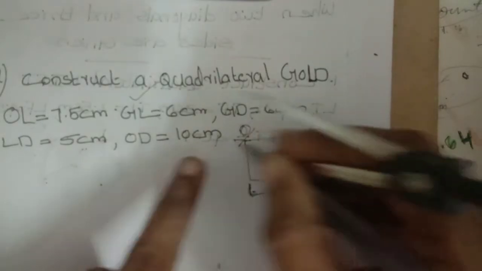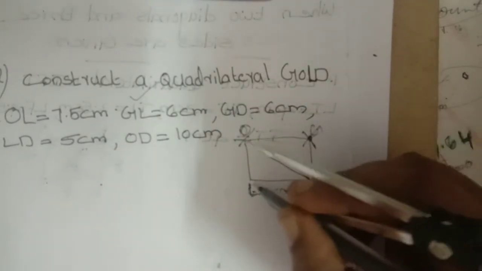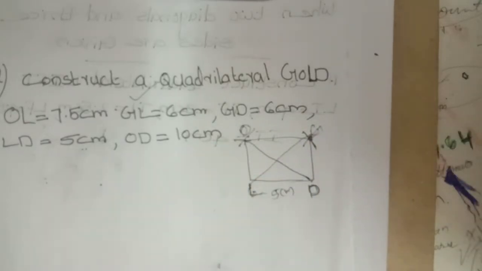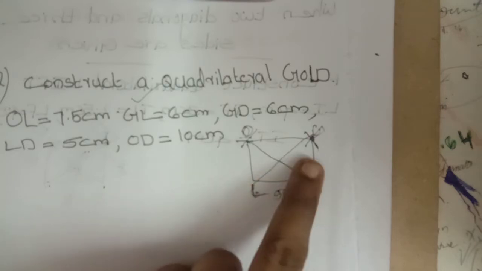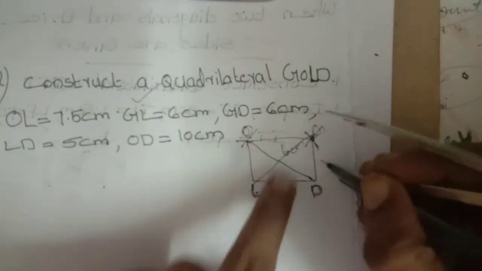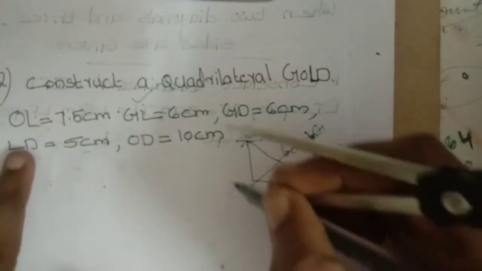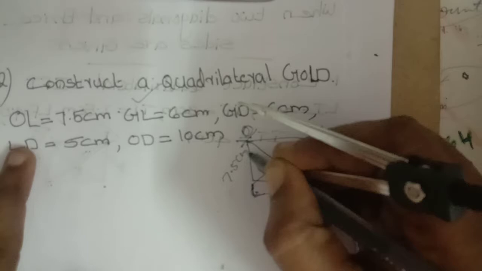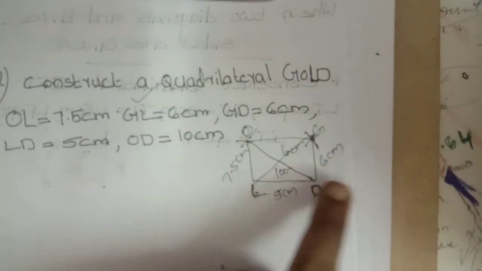O. Then when joining, we get O to D and all the values joining. In this way the quadrilateral will come. That means the LG measurement we take is 6 centimeters and the DG measurement is also 6 centimeters. The OL measurement we take as 7.5 centimeters and the DO measurement is 10. So take the measurements this way.